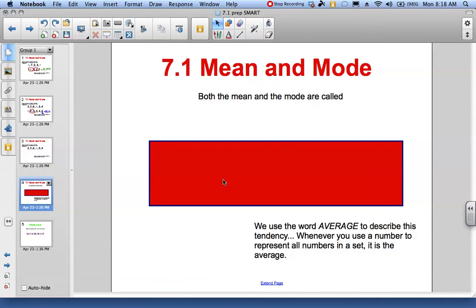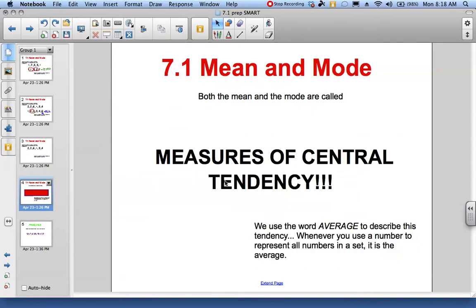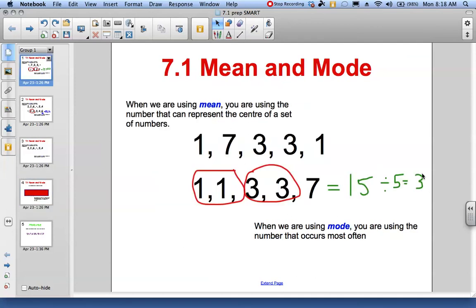Both the mean and the mode are called measures of central tendency. They're measuring where the central tendency is, or where most numbers move towards the middle. So we often use the word average to describe this tendency, the tendency to move towards the center of a data set. Whenever you use a number to represent all the numbers in a set, it is the average. So in this case, if we used 3 to represent this whole data set, then we would be using the mean as our central tendency, or our average. In the first example, we asked for the mode, so we said 1 and 3. So we would be using the mode as our average, or our measure of central tendency.